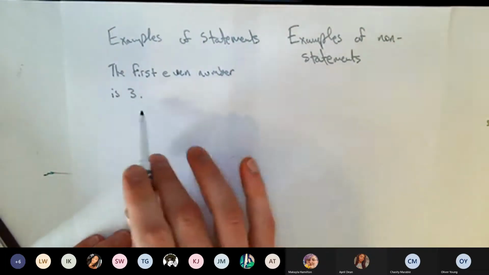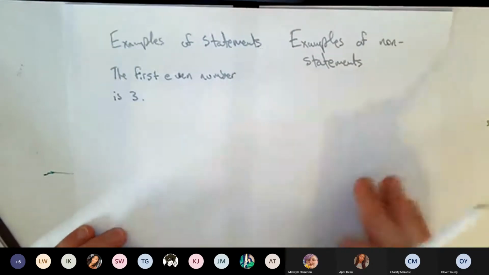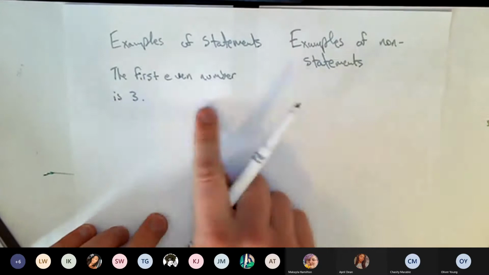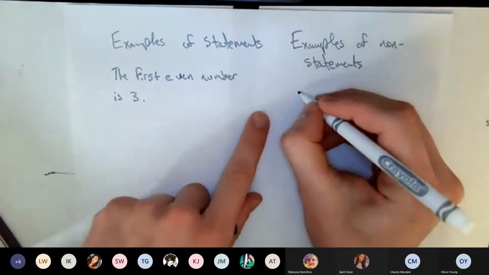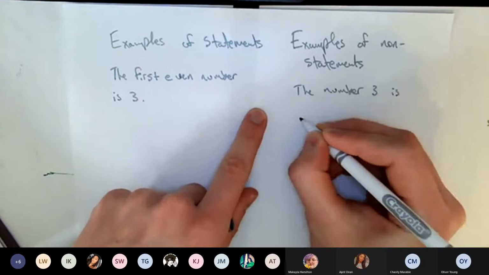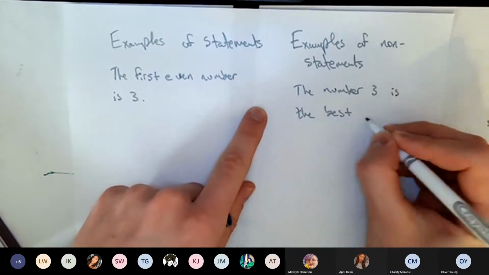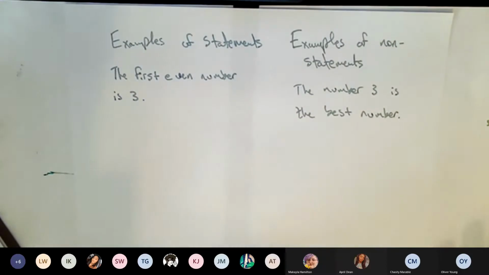Okay, so the first even number is 3. It's clearly false, but that's fine because a statement doesn't have to be true, right? It just needs to be true or false. And this is an example of a statement that is false. An example of a non-statement is: the number 3 is the best number. That's clearly something you can't assign a true or false value to, right? Because it's an opinion.